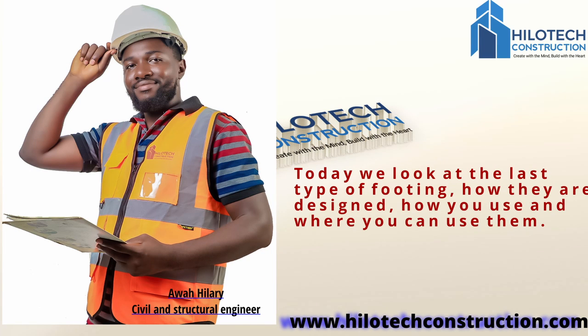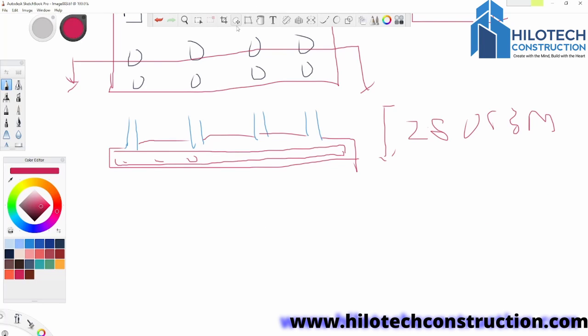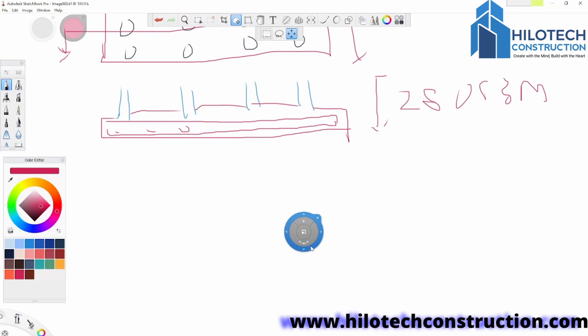Hello everyone. Today we look at the last type of foundation, its design, and where we can use it. So let's get into it. Today we are going to be looking at the last type of footing or foundation.